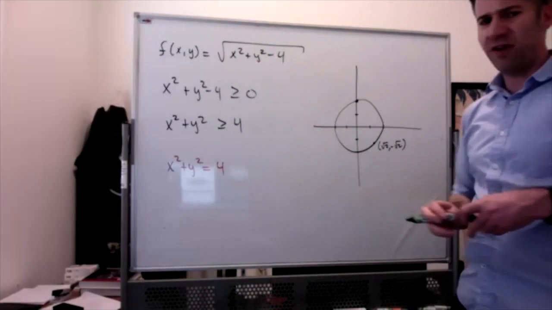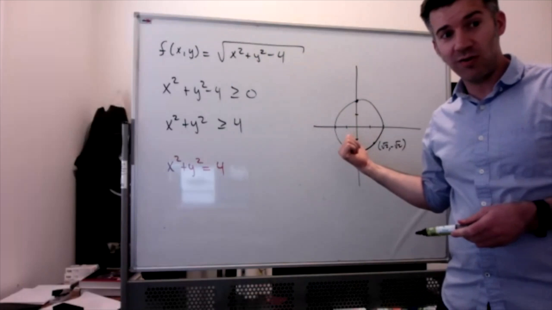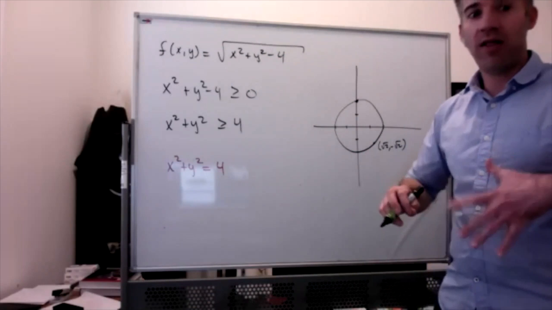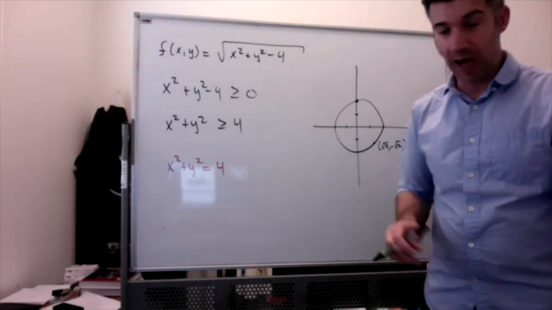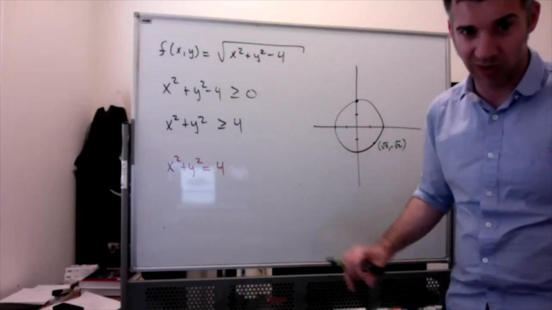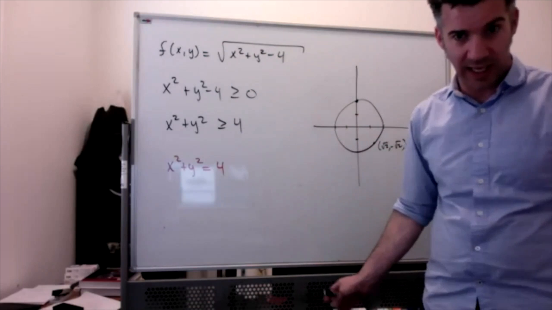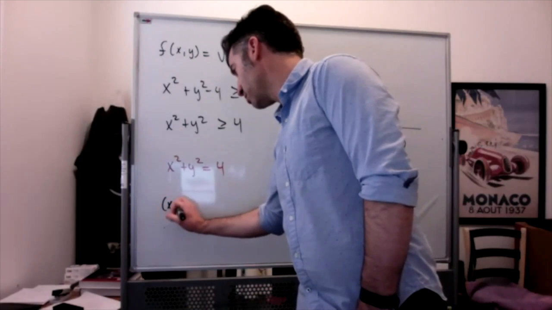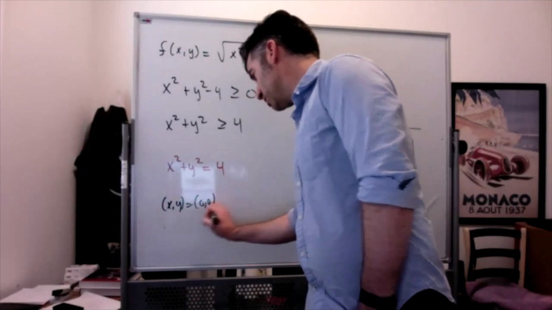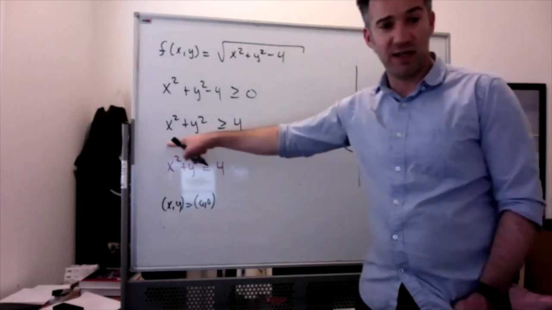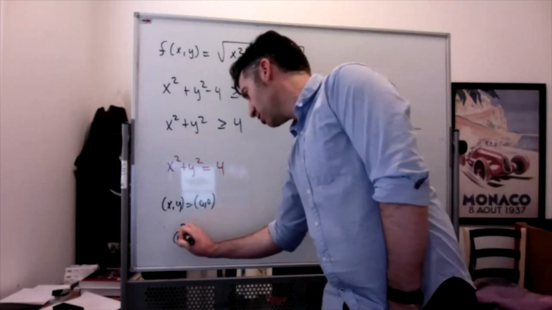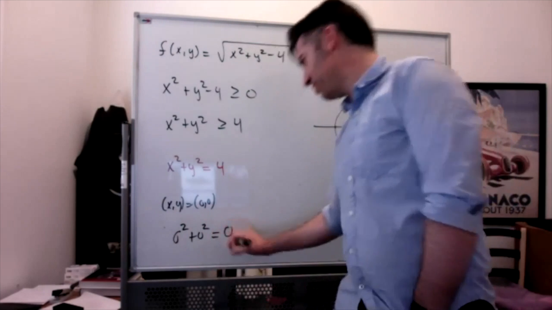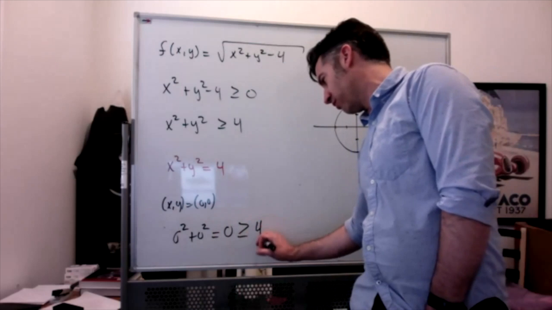Now, we have to figure out, is the inside of the circle the domain we want, or is the outside of the circle the domain we want? Well, that's always where you just test a point. I'm going to test the origin. I almost always test the origin. Usually the origin is super easy to test. So let's ask ourselves, does the point (0, 0) satisfy this inequality? No, of course not. 0 squared plus 0 squared is 0, which is not greater than or equal to 4.